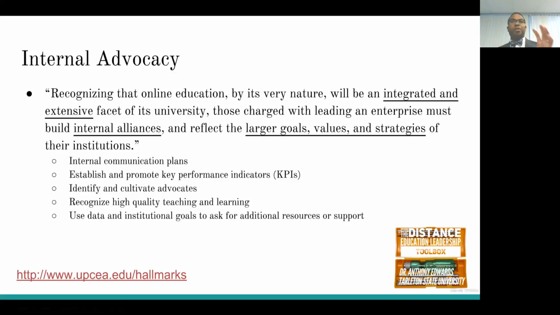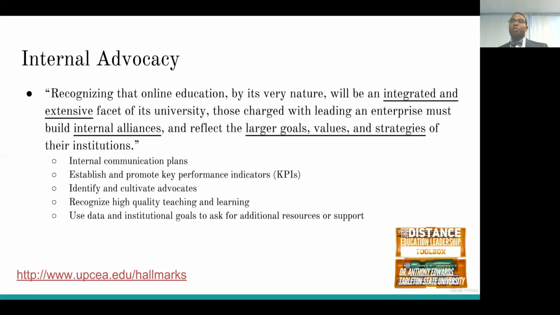Another keyword would be internal alliances. You can't be an island in distance education. You have to really interact with the other parts of the university, whether it's departments or enrollment management, information technology, academic technology, if you have those as 2 separate departments at your institution, financial aid, the registrar's office, the academic departments. There are so many different players that can help students be successful and help faculty be successful.